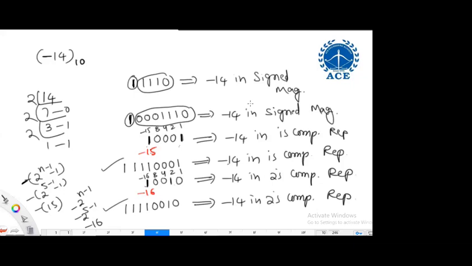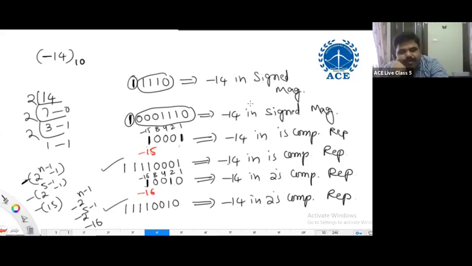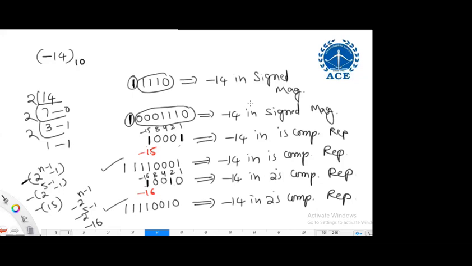I'm just saying rather than using that formula like minus of 2 to the power n minus 1, we can directly write the positive number, convert, and then take complements. That's easier. Yeah, that will be easier.